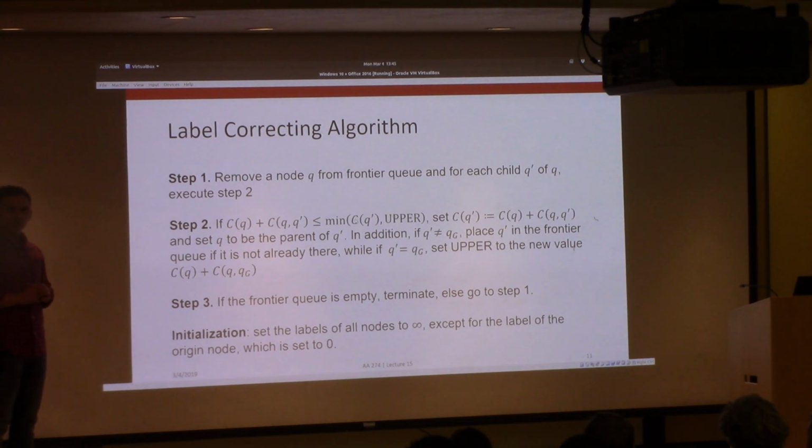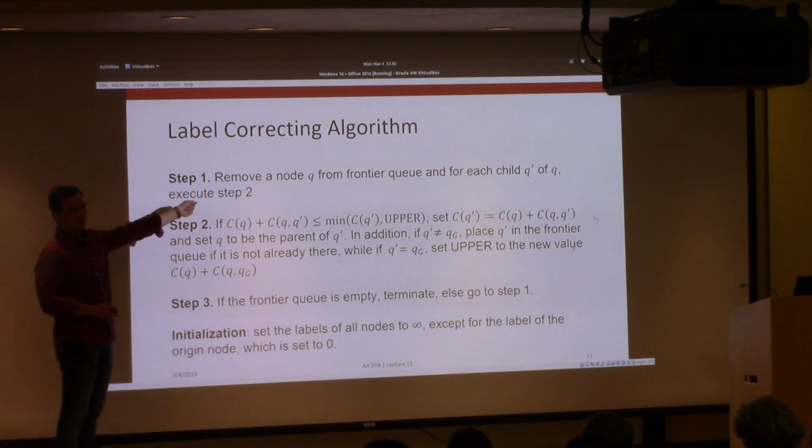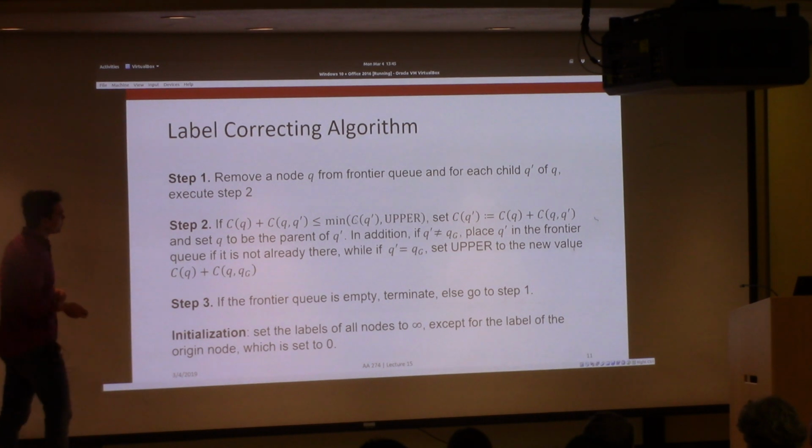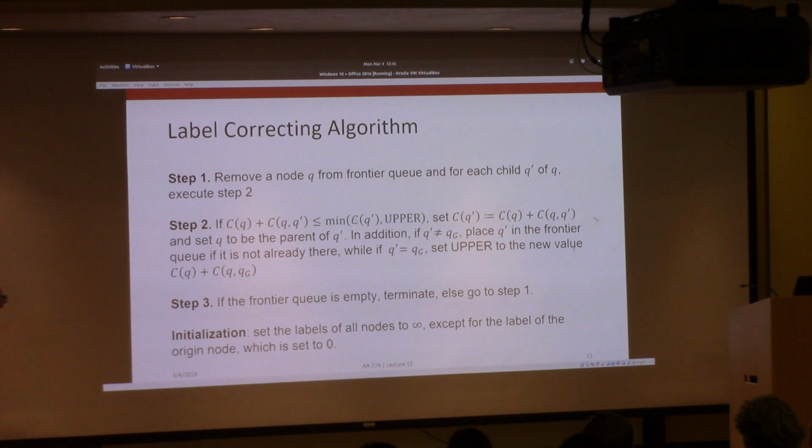But let's just think for now that we only want to find a path that is collision-free for a robot. So given a vertex that we extracted from the priority queue, we look at all the neighbors of the vertex. If one of those vertices is the goal vertex, it means that we found a solution.